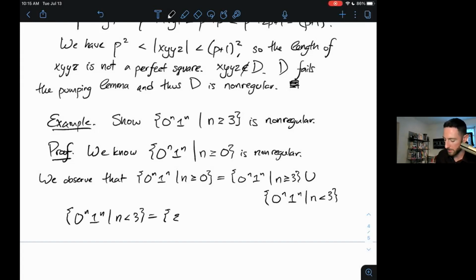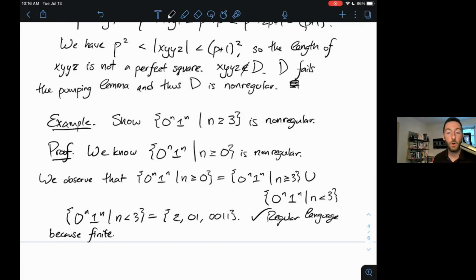Well, that's just the language containing the empty string, the string 01, and the string 0011. That's also a regular language because it's finite. As we mentioned last lecture, all of the finite languages are regular. You can just observe that we could write down simple DFAs for each of the individual strings and then use closure under union to show that the whole finite language is regular.